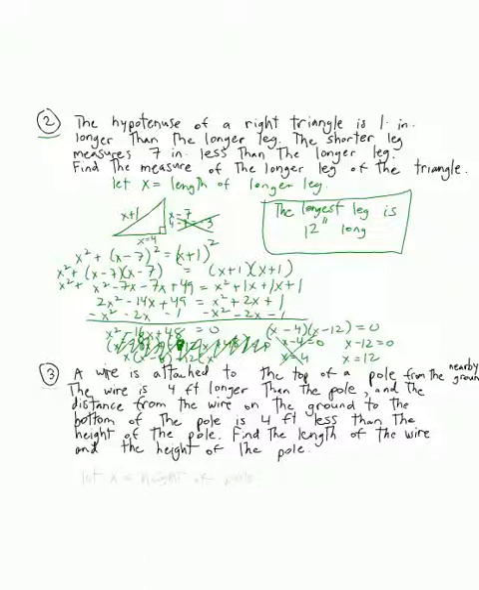Again, the reason we knew it wasn't the other one is because if you put x equals 4 there, 4 minus 7 would be negative 3, and that would give you a negative length for the other leg. So this is how we know that that cannot be the answer.